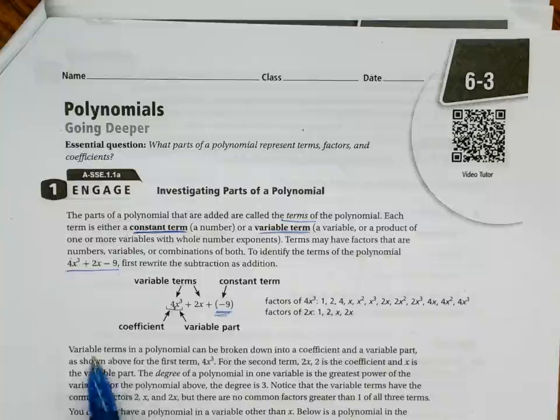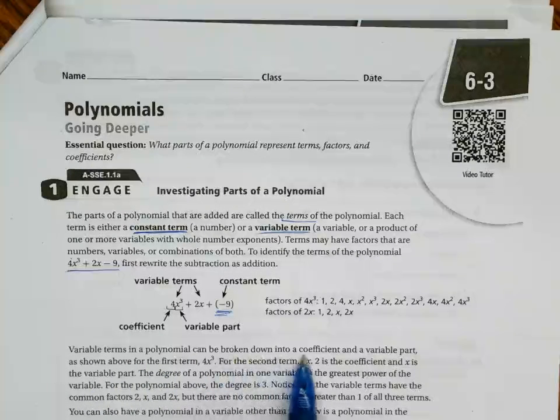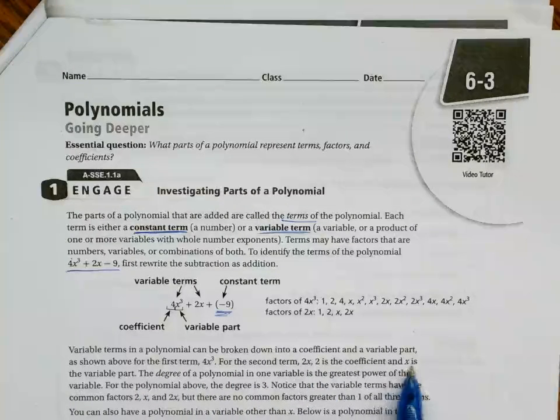The variable terms of the polynomial can be broken down into a coefficient and a variable part, as shown above in the first term, 4x to the third. For the second term, 2x, 2 is the coefficient and x is the variable part. The degree of the polynomial in one variable is the greatest power of the variable. For the polynomial above, the degree is 3. It is a third degree polynomial.